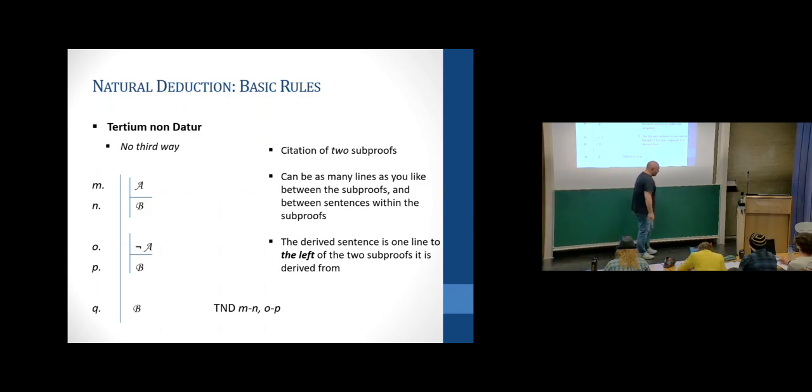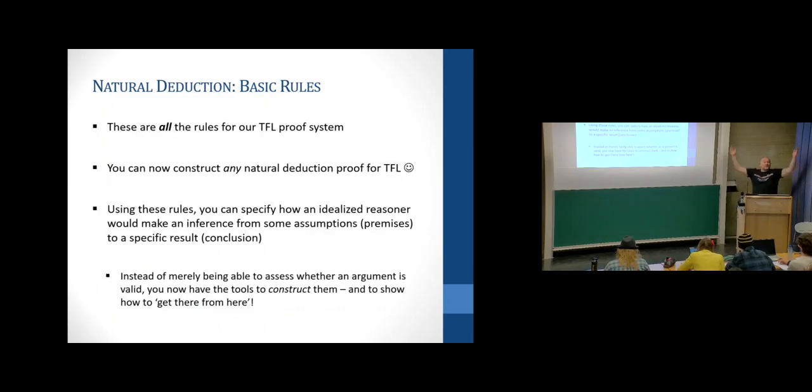Okay, so we've done introduction and elimination for all 5 of the connectives. We did explosion, we did T and D. That's all the rules. That's all the rules. Now you guys can construct any T and D proof. I'm sure you all feel like perfect experts, right? You guys are perfect at this board game now.